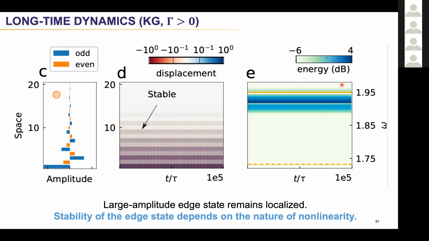And this can be confirmed again with long time dynamics. This is the initial condition to our chain. And we can see that for a long time, this state remains localized and its frequency also doesn't change over time. So ultimately, the message here is that the stability of these topological edge states depends on the nature of nonlinearity. So it's very important to specify what kind of nonlinearity we have in the system.